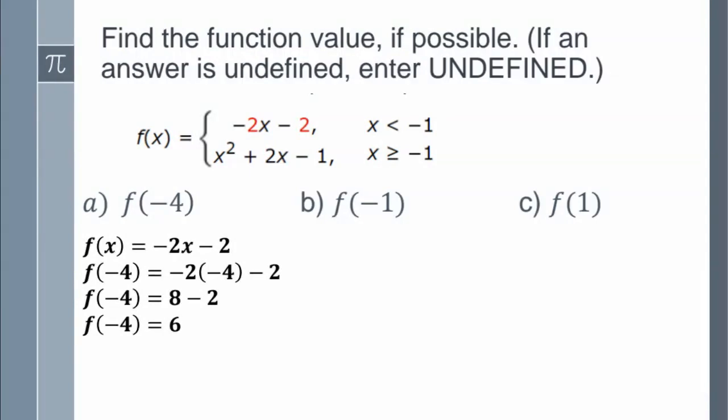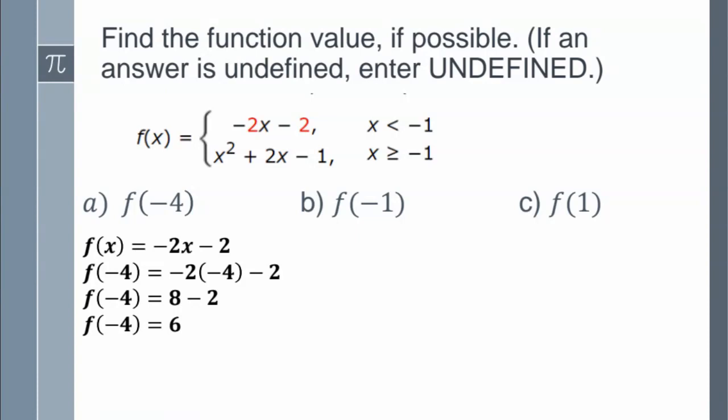Again, just like before, I'm going to place in the negative 4 everywhere I see x. So we have negative 2 times the negative 4. A negative times a negative is a positive. 2 times 4 is 8, minus 2. 8 minus 2 is 6. So the y value, or the output, for negative 4 is 6.